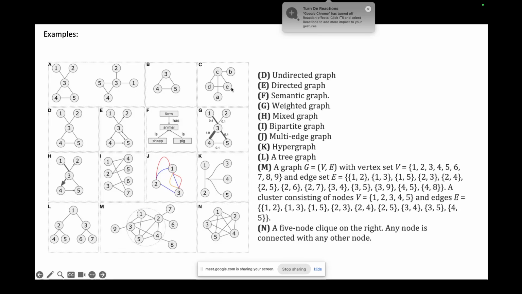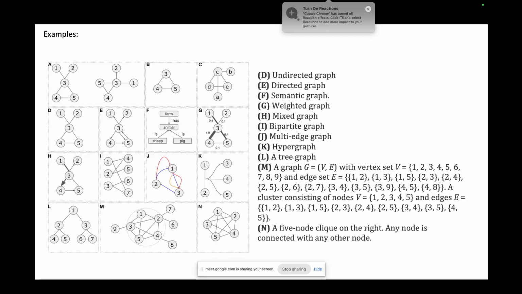Then you can have directed graphs, where you have nodes and arrows pointing from one node to another, so there is a direction associated with that connection. It symbolizes the flow of information from one node to another. Then you can have different forms of these graphs. Directed and undirected are the simpler ones.